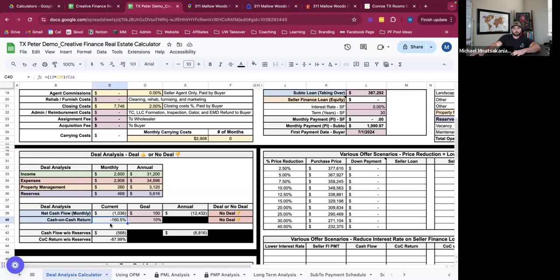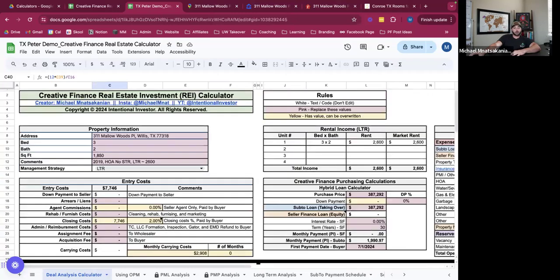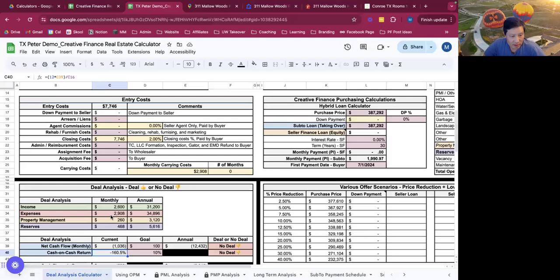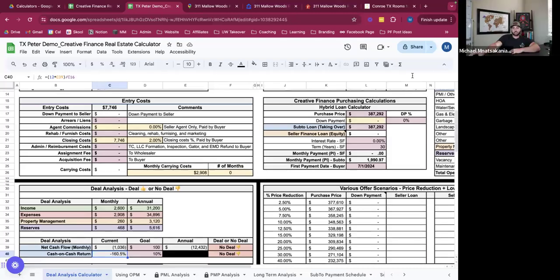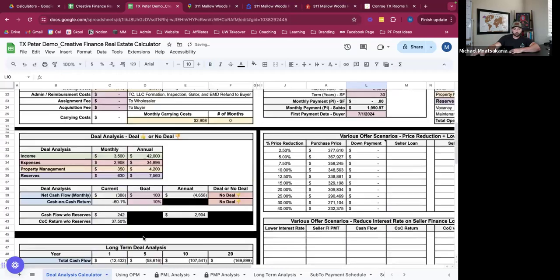nonetheless, terrible long-term. I don't see it working as a PadSplit, and there's really no way to negotiate it, because assuming this thing is $0 to the seller, $0 to the wholesaler, it still doesn't work, right? Because the cash flow is negative. Yeah. Where this could help is if this thing was generating, let's say, $3,500 a month.